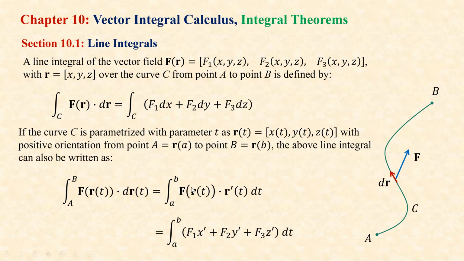We can write this one now as this. You see F1, F2, F3 dotted by x prime, y prime, z prime, which are the components of r prime. Okay? So there are different ways of looking at it, but they are all saying the same thing. Any questions so far?